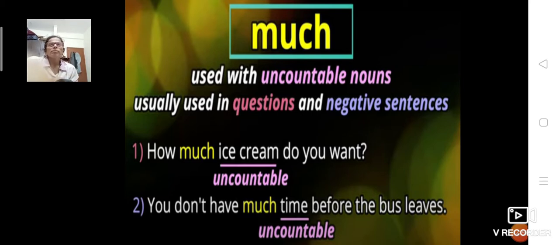And how much ice cream do you want? Ice cream is an uncountable noun, right, children? And you don't have much time before the bus leaves. So time is also uncountable, much time. In the second sentence, it's a negative sentence: you don't have much time. I don't have much sugar in my tea. So whenever you see that, we always use much in a negative sentence and in a question form. Okay.